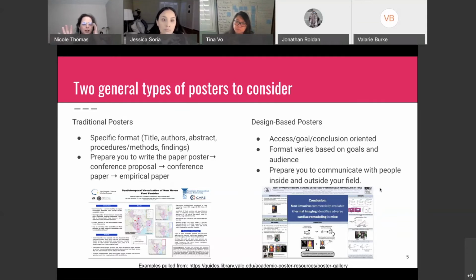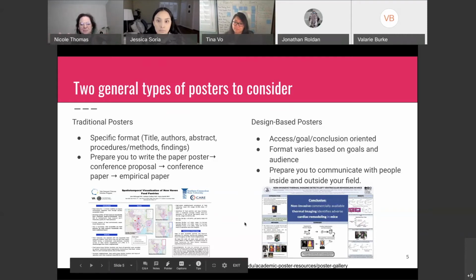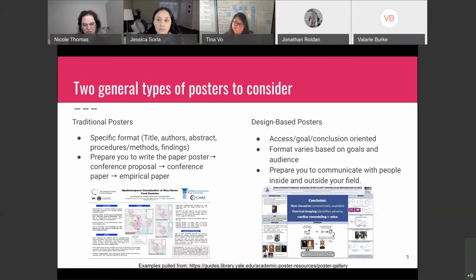And the format of your poster definitely varies based on your goals and your audience. So going back to your 4 quadrants that you made earlier, it definitely depends on what you're trying to communicate and who you're communicating it to. You don't necessarily have to pick one right now. You don't have to say, I'm going with design-based for the rest of my life and I cannot go back to a traditional poster. You're more than able to consider the goals of your poster, consider who you're talking to, and what the setting is like in order to determine what kind of poster you want to make.